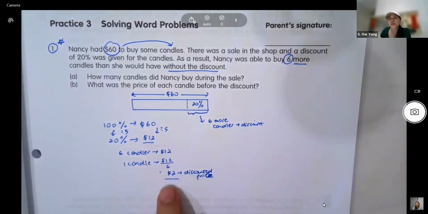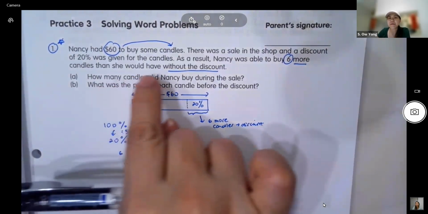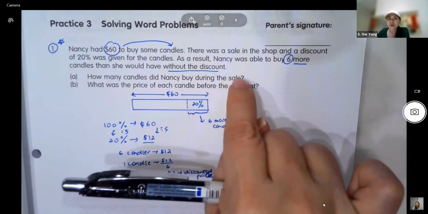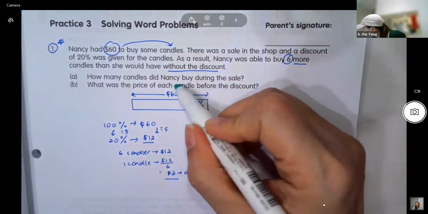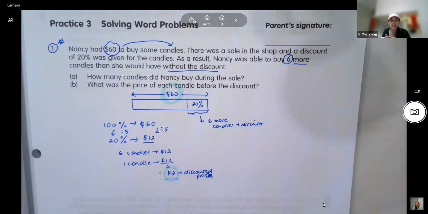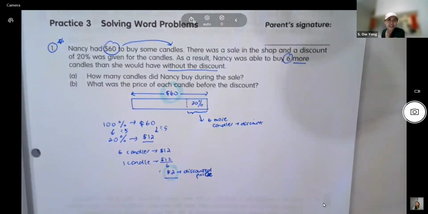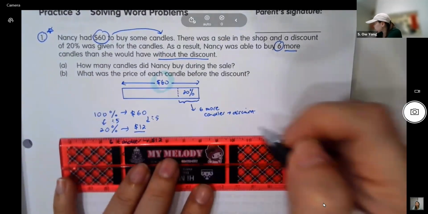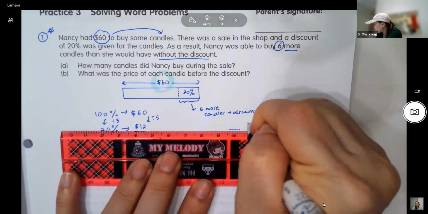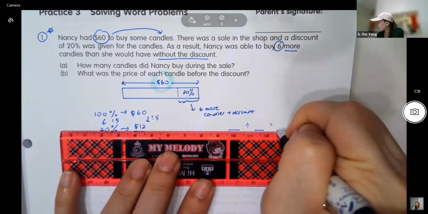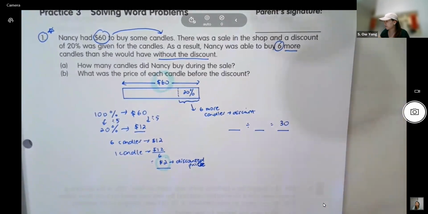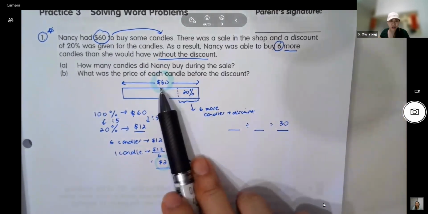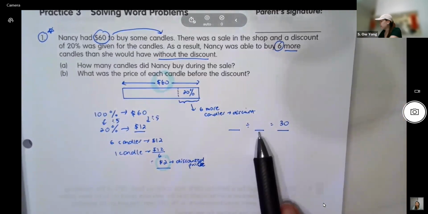Okay, so now we take a look at how many candles Nancy bought during the sale. If Nancy used up the entire $60, and I know that the discounted candle is $2, how many candles do you think Nancy can buy? Yes, you take 60 divided by 2, you will get 30. So your part A answer is done.